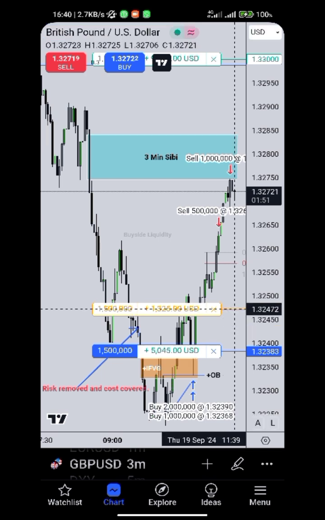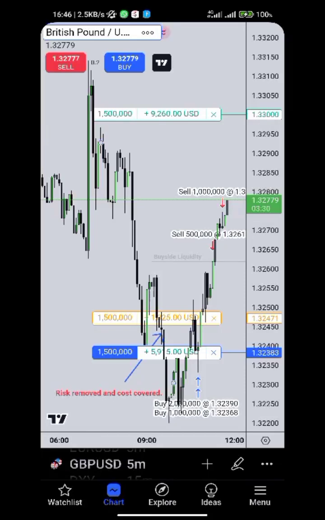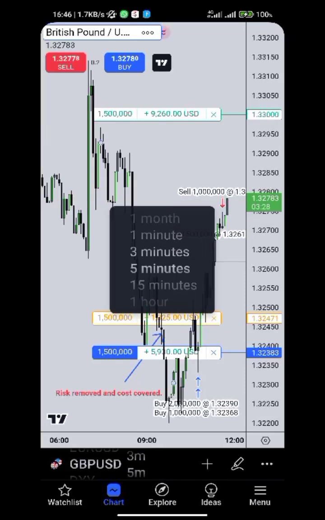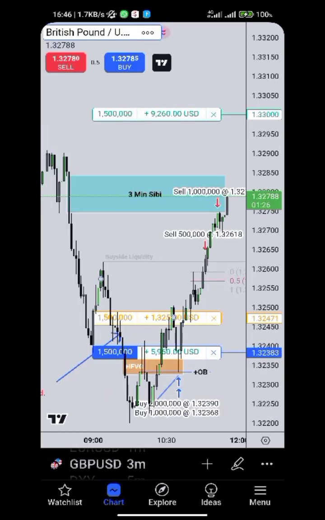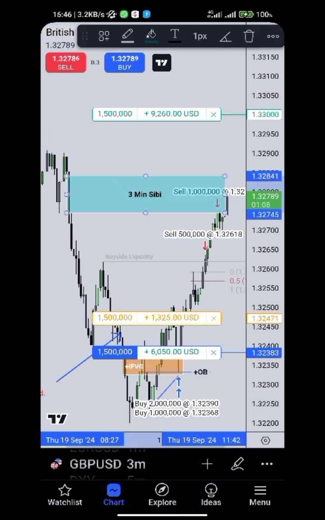So the partial is secure. So this is only on the 5-minute basis. Nothing has changed. I just went to a higher time frame. So we'll have 1.5 left. I want to take some things off, probably just let 500,000 shares run there. So at the high of this inefficiency, I'll be putting a limit there.